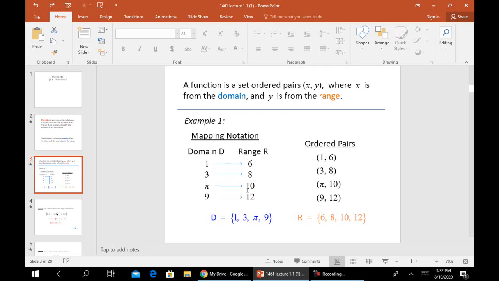And if we express this assignment as a set of ordered pairs, then we get (1, 6), (3, 8), (pi, 10), (9, 12). So this is a function, and in order to check that we indeed have a function here, we have to make sure that every element of the domain leads to exactly one element of the range, which is the case here.